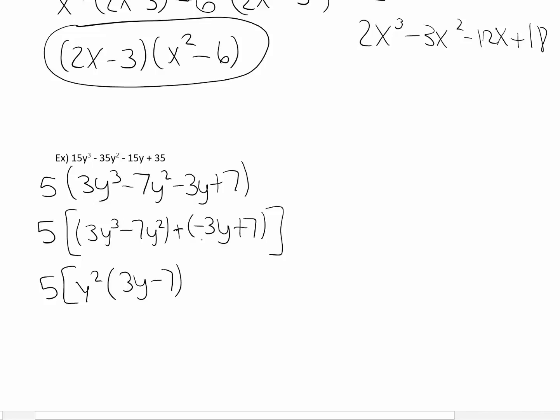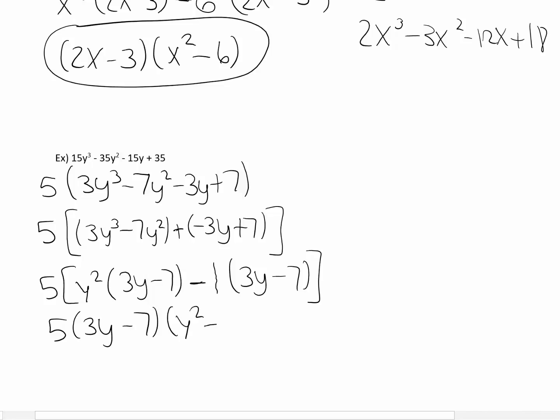Because this first term is negative for the second 2 terms here, I'm going to take out the negative so that signs match up. Now, what's the greatest common factor? Well, 1 in this case because nothing else factors out. Now, notice again, they have a common factor of 3y minus 7. So let's factor that out. And I'm left with y squared minus 1.